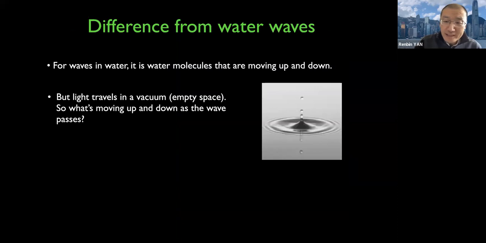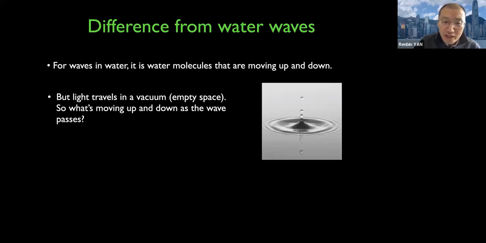But light is different from water. There are no molecules in there, right? For waves in water, it is water molecules that are moving up and down. But light travels in a vacuum. Light can travel in a vacuum. It doesn't need any medium to travel, and basically travels in empty space.